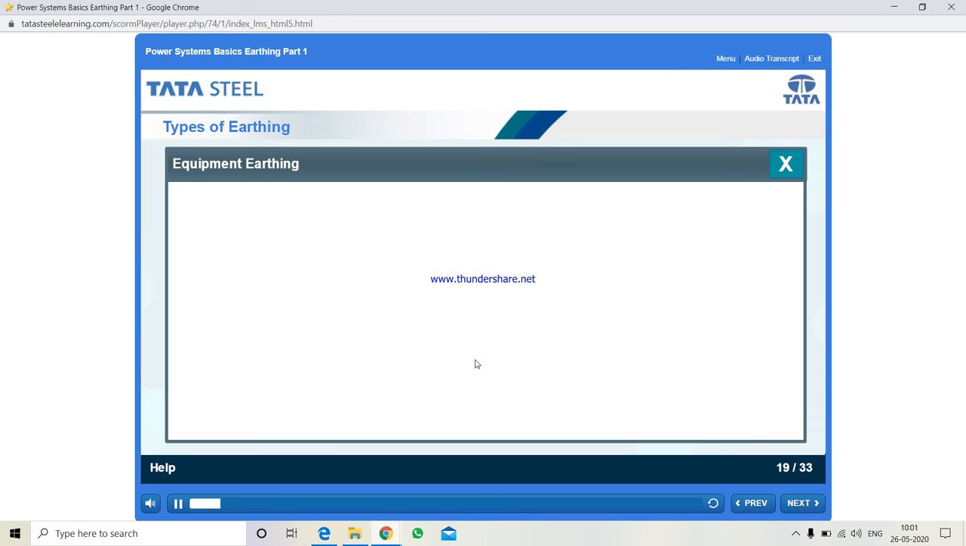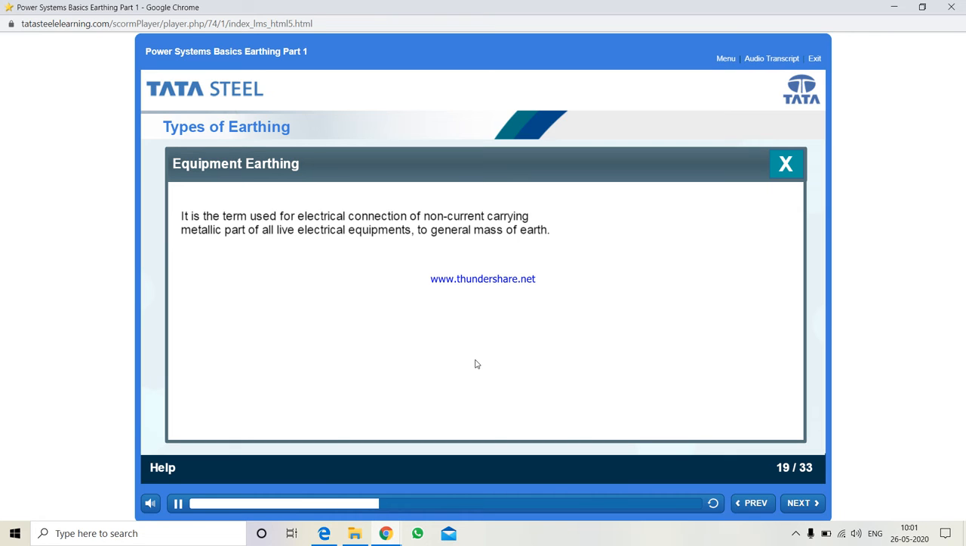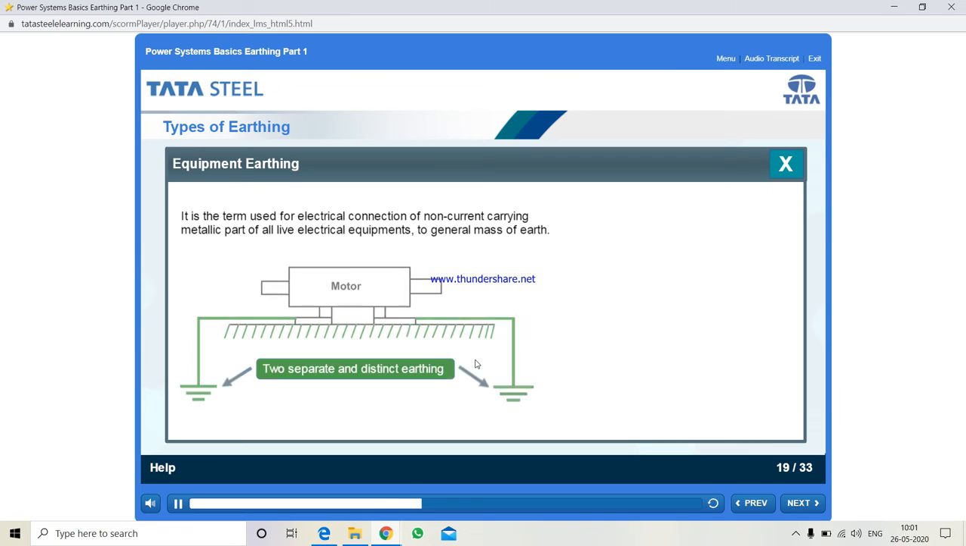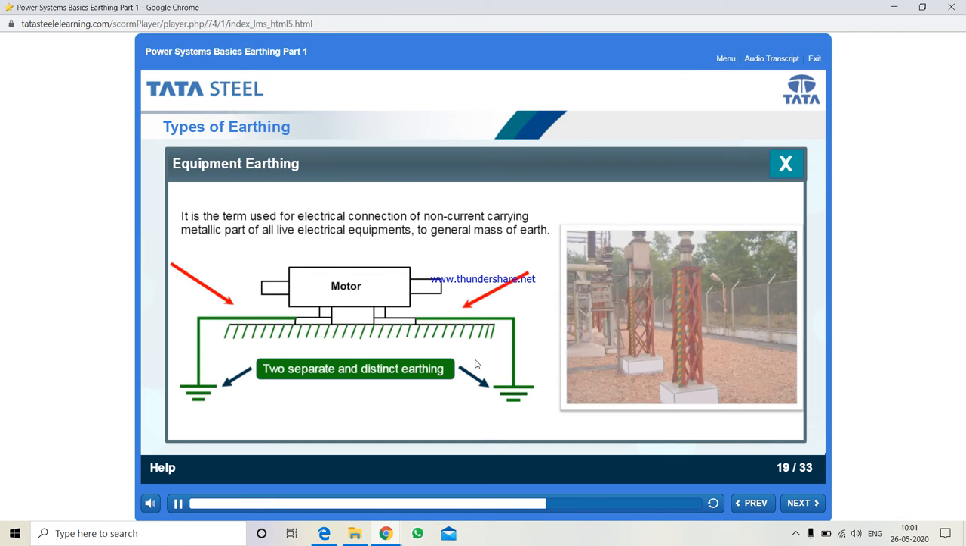This is an example of system earthing. Equipment earthing. This term refers to the electrical connection of non-current carrying metallic parts of all live electrical equipment to the general mass of Earth. As you can see in the diagram here, the body of the motor has been connected to the mass of the Earth. Another example is the image here, where you can see the wire connected to the body of the equipment is connected to the ground.